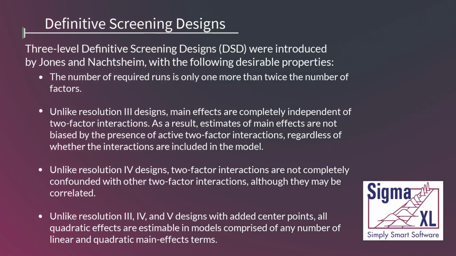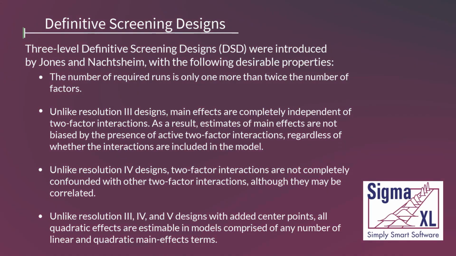The number of required runs is only one more than twice the number of factors. Unlike Resolution 3 designs, main effects are completely independent of 2-factor interactions. As a result, estimates of main effects are not biased by the presence of active 2-factor interactions, regardless of whether the interactions are included in the model.